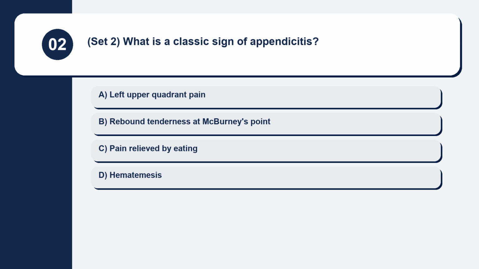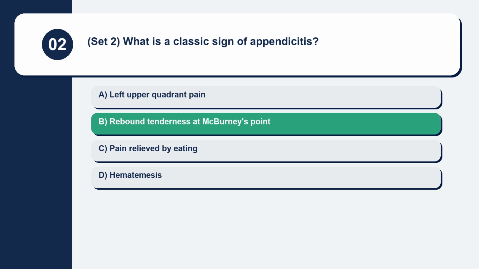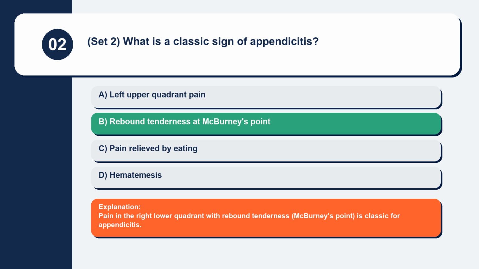Question 2, Set 2. What is a classic sign of appendicitis? Left upper quadrant pain, rebound tenderness at McBurney's point, pain relieved by eating, hematemesis. Pain in the right lower quadrant with rebound tenderness, McBurney's point, is classic for appendicitis.